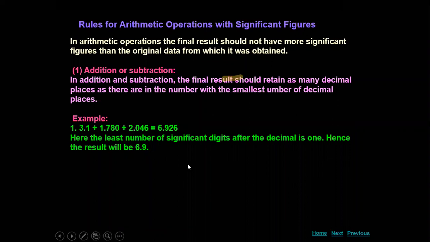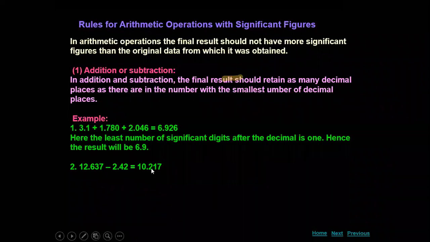Next, one more example in the case of subtraction also. 12.637 minus 2.42, I am doing. What we got is 10.217. What is the smallest number of decimal places here? 2.42 has two digits after the decimal. So the result also should have only two digits after the decimal point.